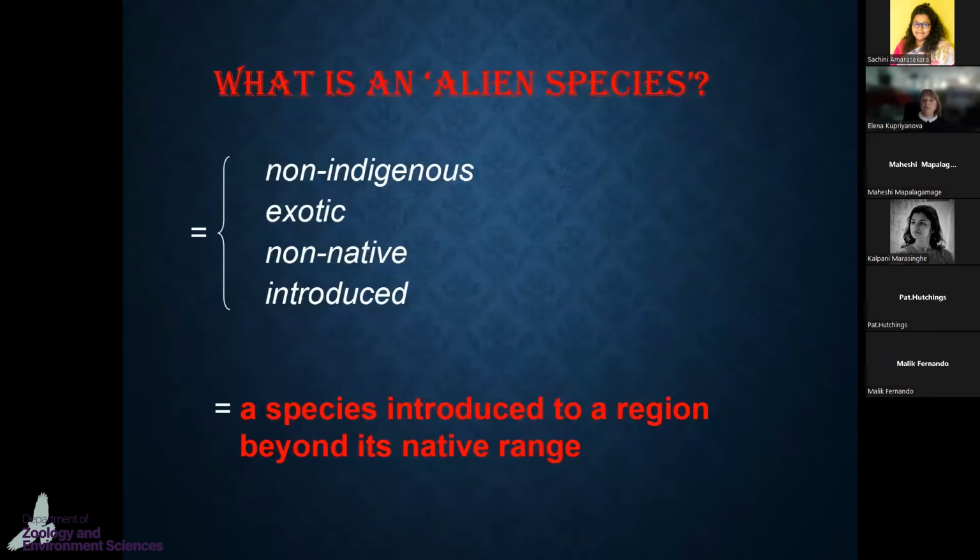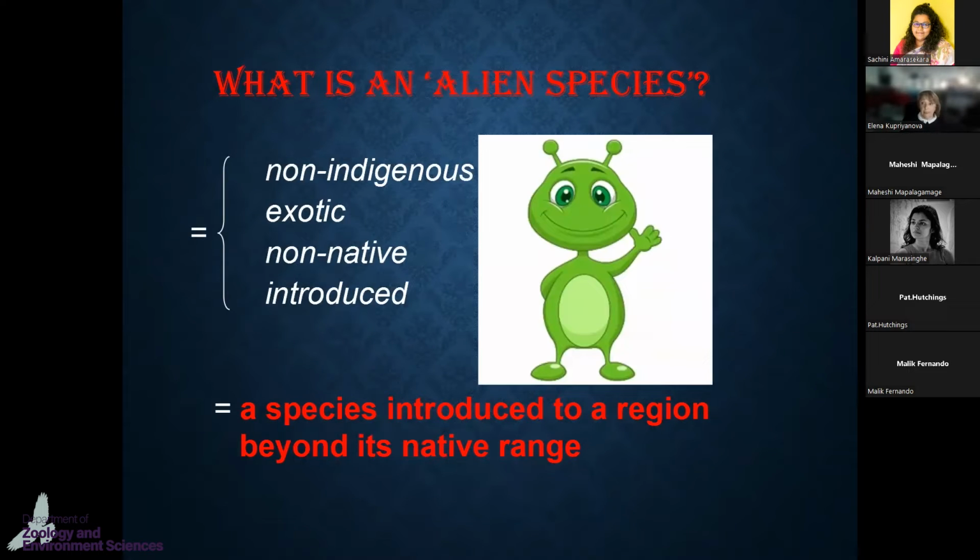Let us start with some terminology. We all know what an alien is, right? That's an alien. What about an alien species? It's a species found in the wrong place where it's not supposed to be at all. So it's a species introduced to a region beyond its native range. The other names for this species are non-indigenous, exotic, non-native, or introduced.